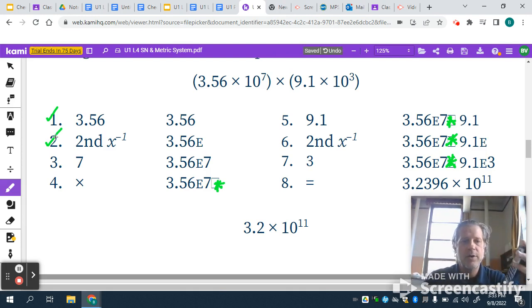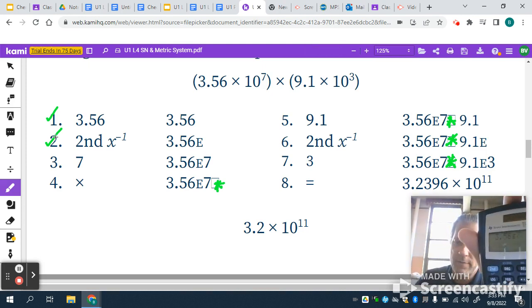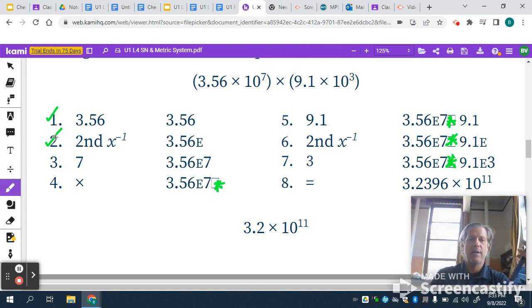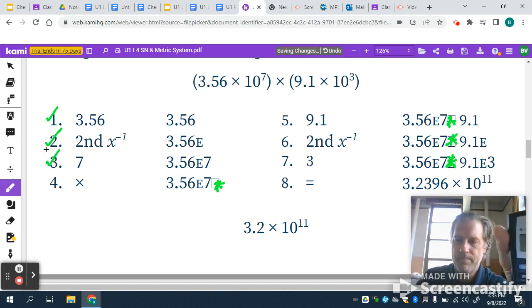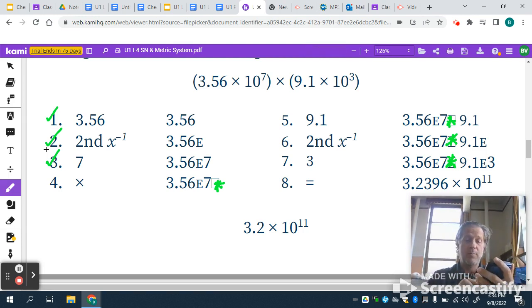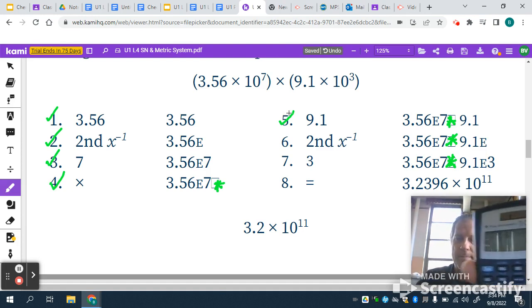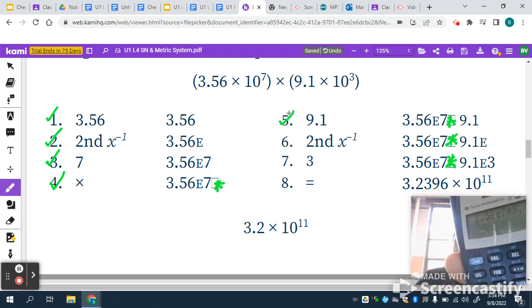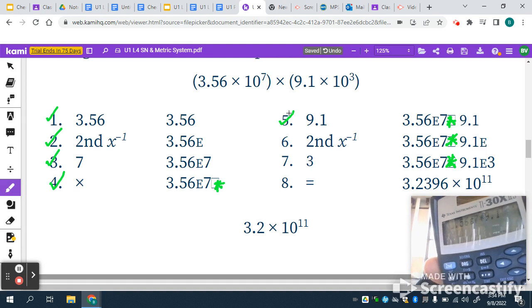So the next thing I'm going to do is hit 7, and when I do that, my calculator display says 3.56 E7. Next I'm going to hit the multiplication sign on my calculator, and the display says 3.56 E7 times. Then I'm going to type in 9.1 on my calculator. I check that off, and now I'm typing in 9.1. When I do that, my display is 3.56 E7 times 9.1.